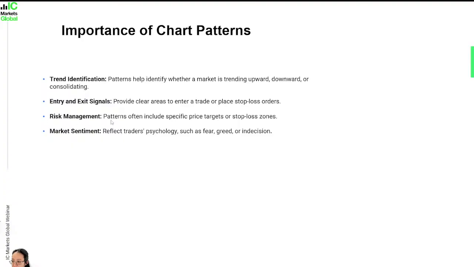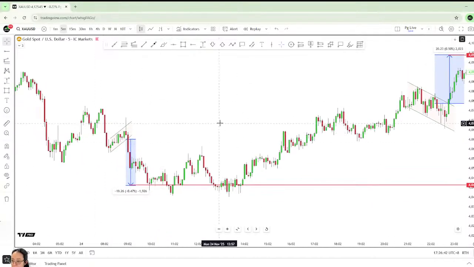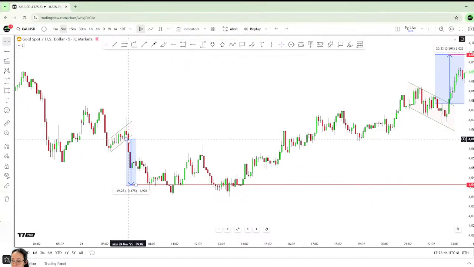For risk management, right, with chart patterns, now you already know, if you've seen those chart patterns, you already know that if you're going to sell here, if this is your sell entry at the breakout, you know where the stop loss is going to go.